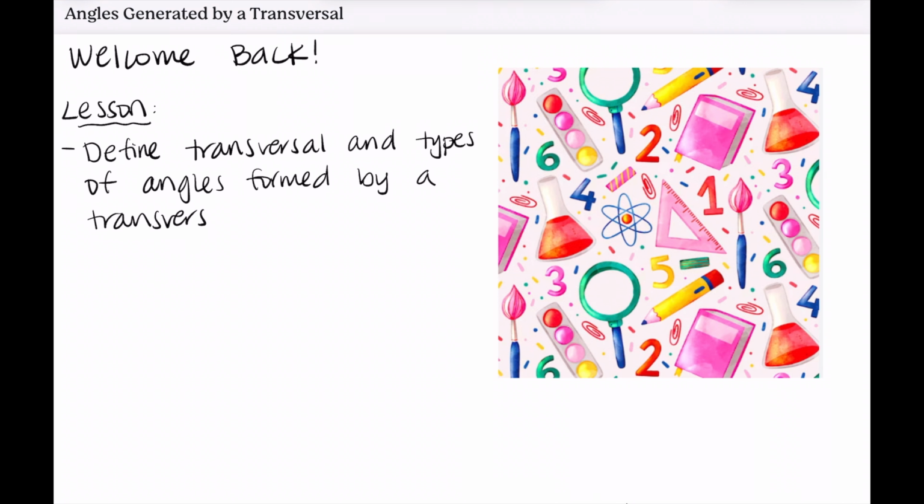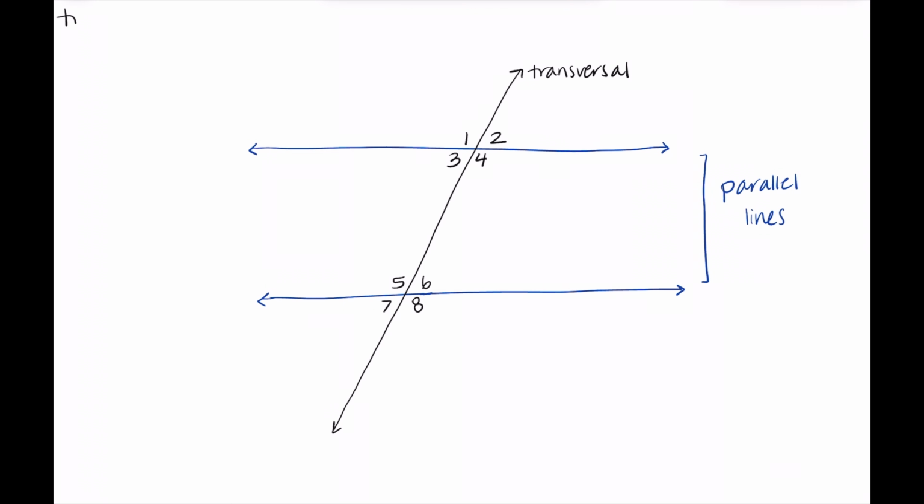So today we're going to define what a transversal is, and we're also going to go through and define the types of angles formed by a transversal. To start off, let's look at our visual here. We have two parallel lines. Those are labeled in blue, and we have our transversal.